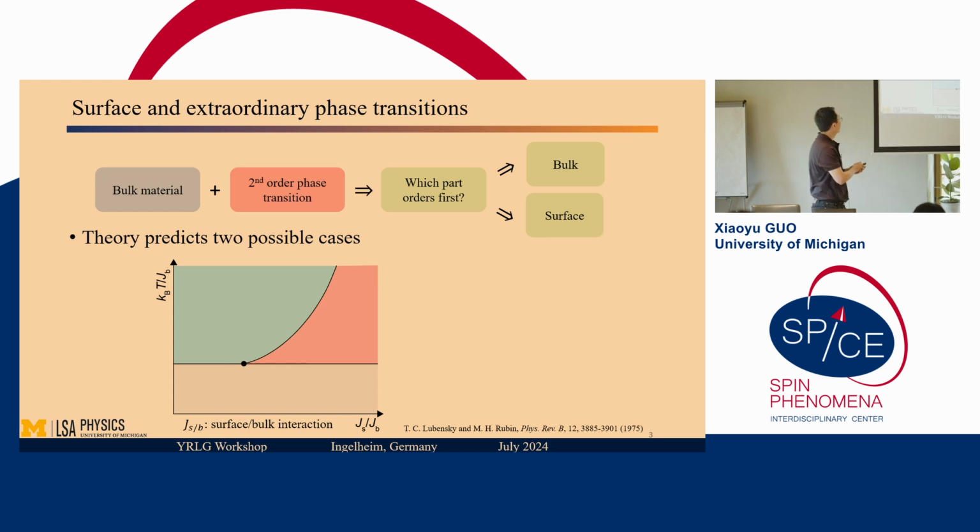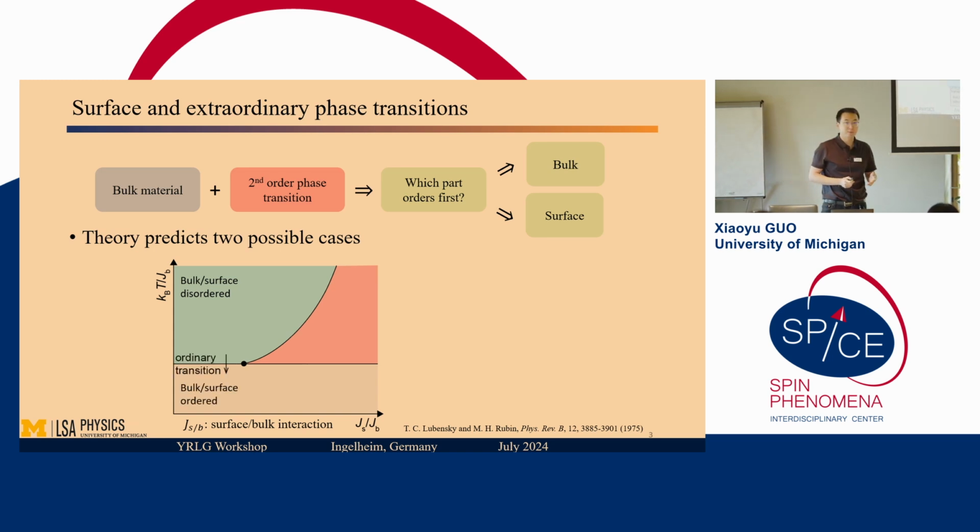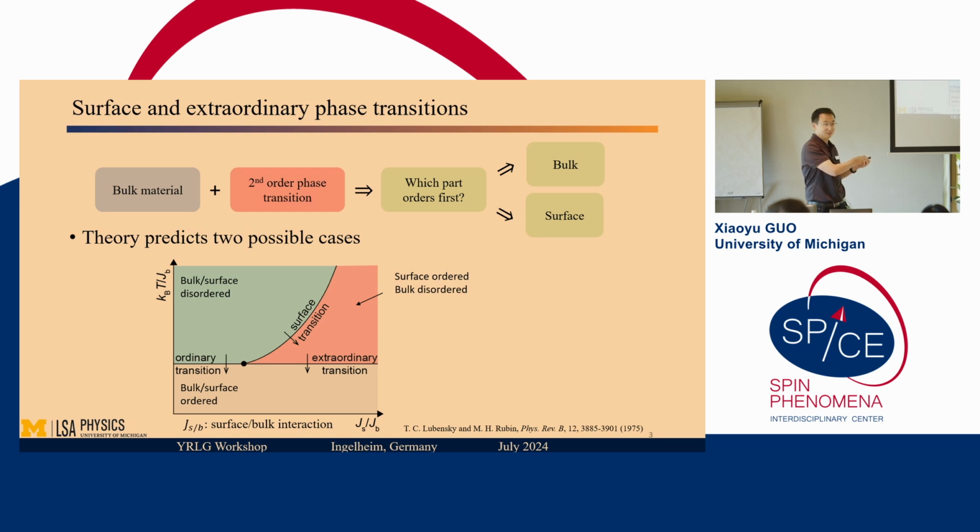Okay? We start from the phase where the bulk and the surface are both disordered. We cool down the temperature. And the theory tells us that there's only one phase transition, meaning that the bulk and the surface order at the same time. It is the usual case, and that is why it is named the ordinary transition. When JS is much larger than JB in this regime, the system actually goes through the so-called surface transition first, where the surface orders, but the bulk is still disordered. And then the bulk orders, the so-called extraordinary phase transition.